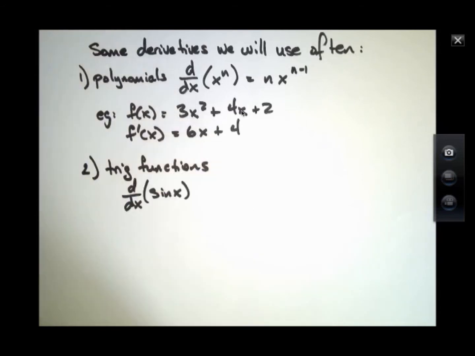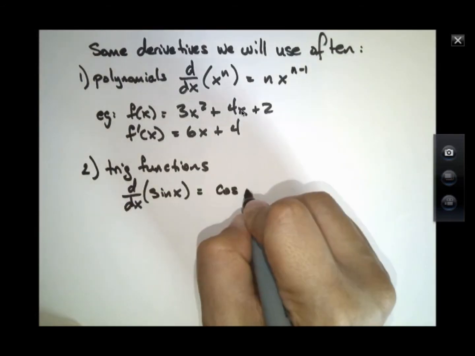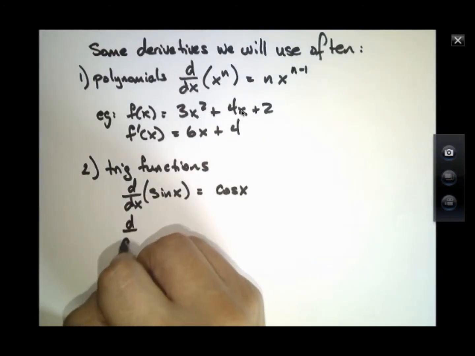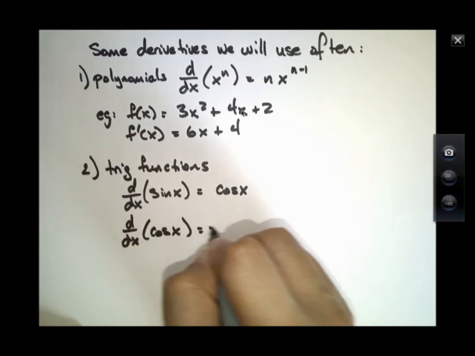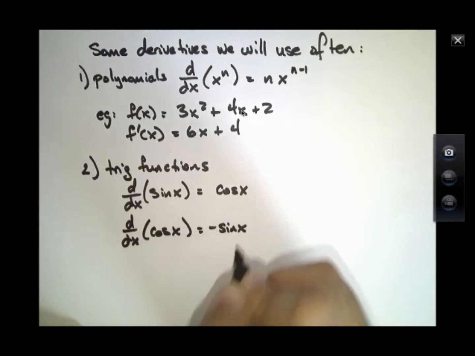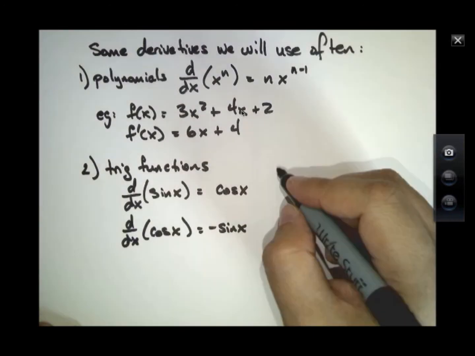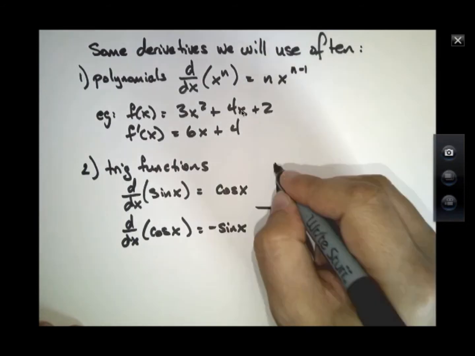For the trig functions, those are another common one that we'll want to make reference to. The derivative of the sine of x is the cosine of x. The derivative of cosine of x is minus sine of x. These are not things I'm deriving right now, I'm just simply stating, but it's easy enough to see graphically why that would be the case.